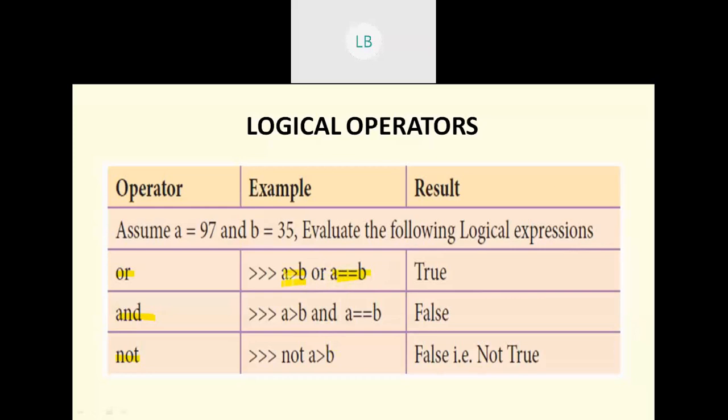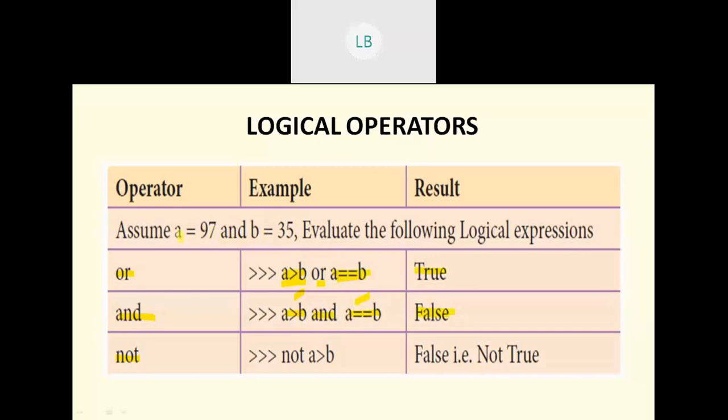If I combine two conditions using the OR operator, if any one of the conditions is true, your result will be true. If you combine the conditions using the AND operator, both the conditions should be true for your output to be true. If any one is false, your output will be false.